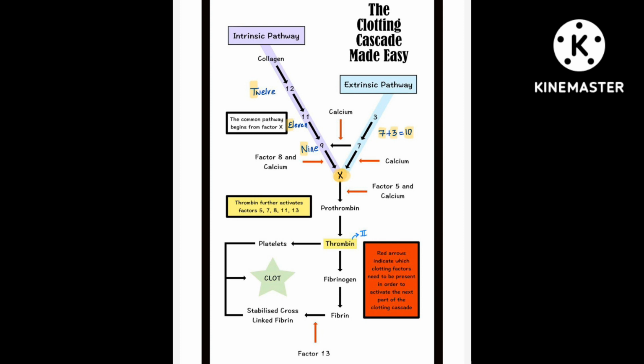Factor 10 finally gets activated. This factor 10 now converts prothrombin to thrombin, and this thrombin converts fibrinogen to fibrin. Finally cross-linking happens and that forms the clot. So this is the clotting pathway. Now the anticoagulant agents act on different parts of this clotting pathway to stop the formation of the clot. So let us discuss the anticoagulation agents in detail now.